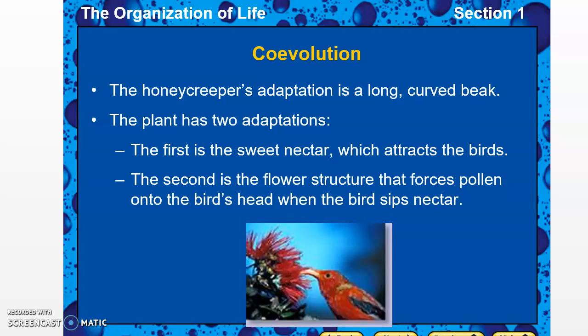So back to the bird, the honey creeper, and the plant, there are certain traits that they have that allow them to co-evolve. For example, the honey creeper has the long curved beak. The plant has two adaptations. It has really sweet nectar, which attracts the bird to it, and it has a structure that forces the pollen onto the bird's head when the bird is getting the nectar from it.